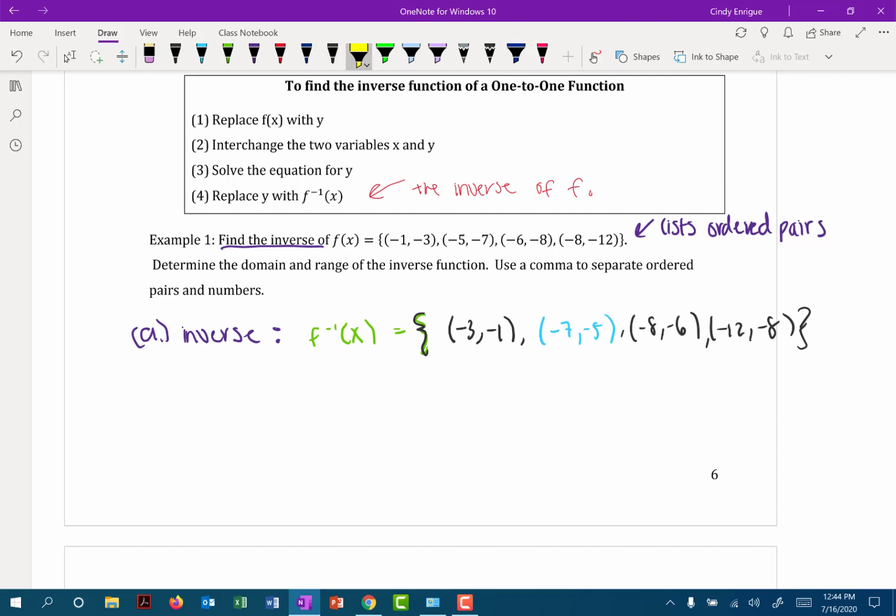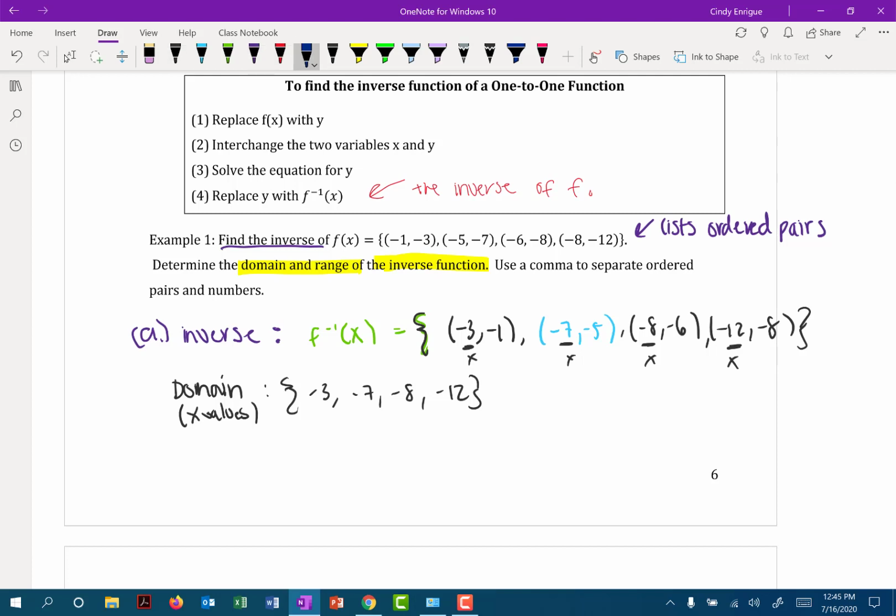Now for the second part, it specifically says to determine the domain and range of the inverse function. So if I'm thinking about the domain, those are all of my x values. So my domain is going to include -3, -7, -8, and -12. So -3, -7, -8, and -12 are all of the x values in my f inverse function.